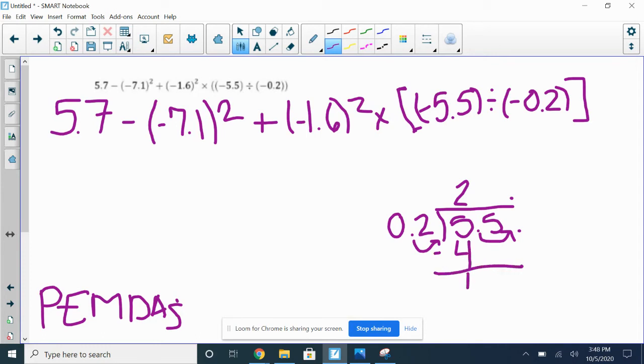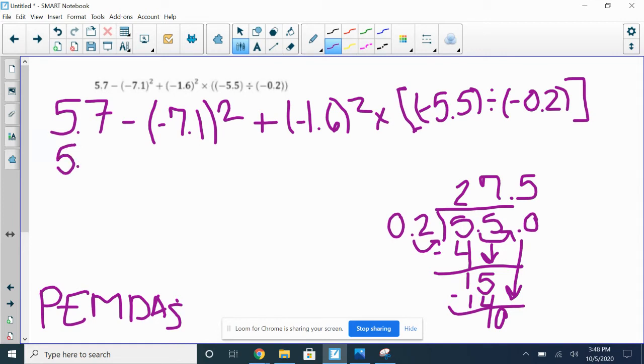5 minus 4 is 1. We're going to bring down that 5. 2 goes into 15 7 times, which is 14. And 1 left over. And we're going to, after our decimal, annex 0, bring down a 0. 2 goes into 10 5 times. So we're left with 27.5.